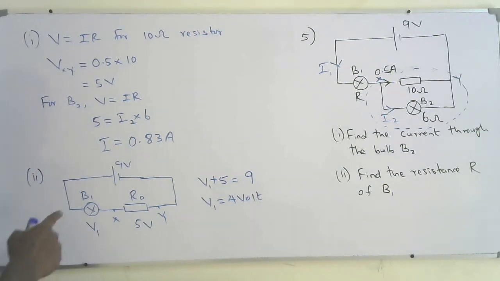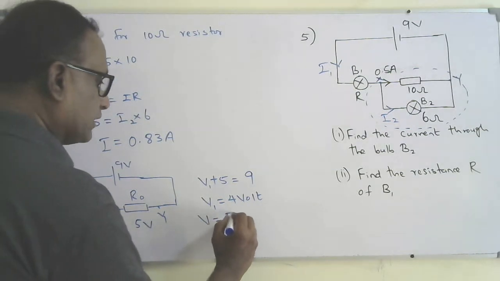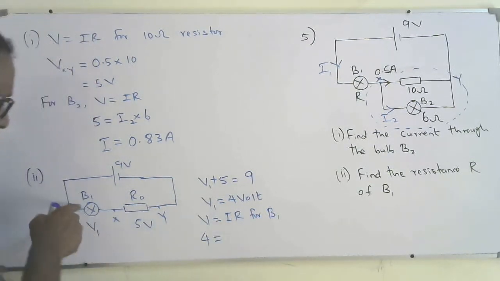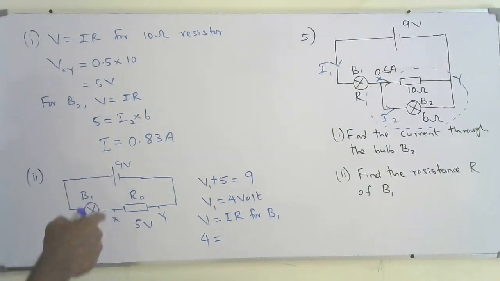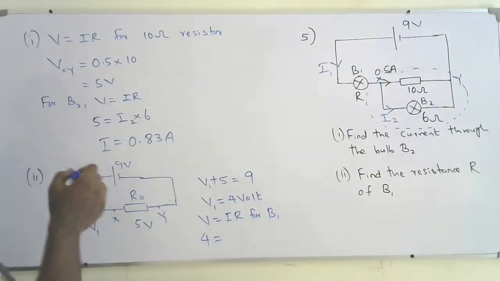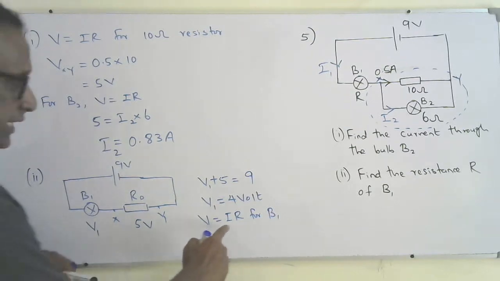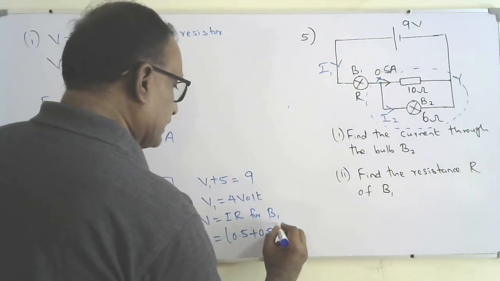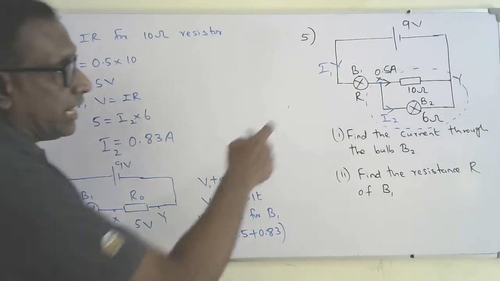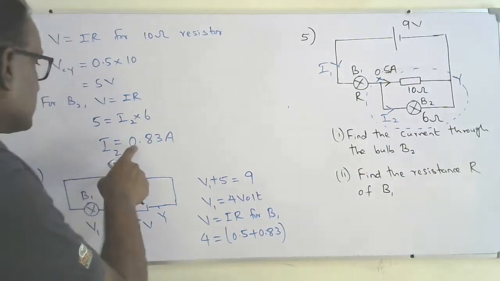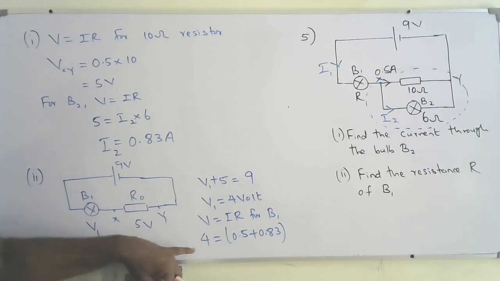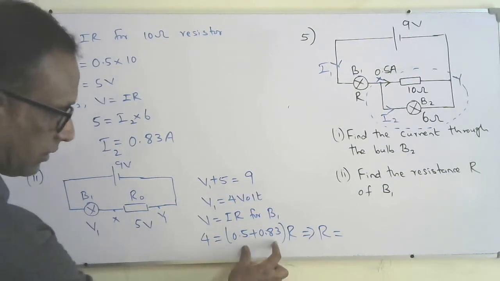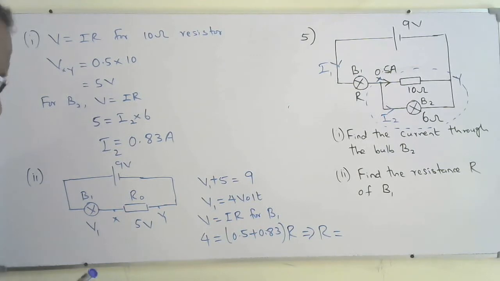The question is find the resistance R of B1. So I can use V equal IR for B1. The voltage across the bulb B1 is V1, that is 4 volt. The current through the bulb B1 should be the addition of 0.5 plus current I2. We found the current I2 already, 0.83. So that current will be 0.5 plus 0.83, because according to Kirchhoff's first law, I1 is equal to 0.5 plus I2. So R will be 4 divided by the sum of these currents. That will be 3 ohms.